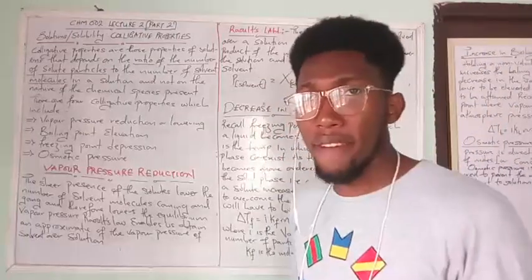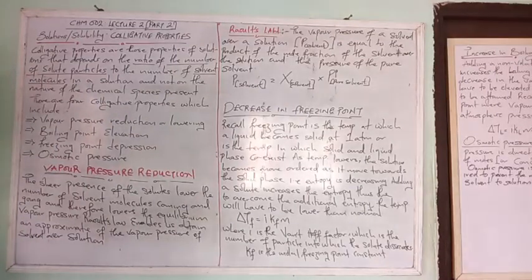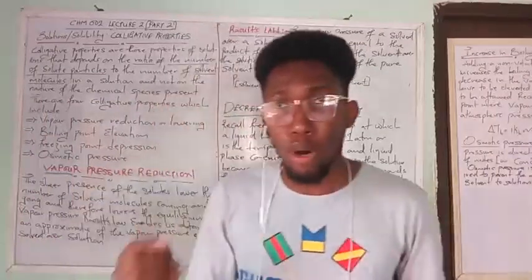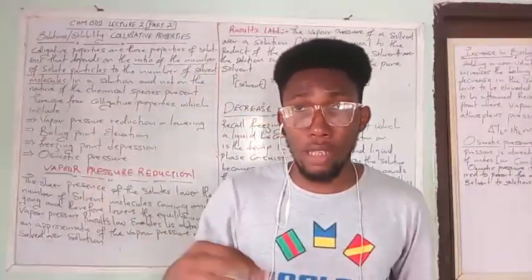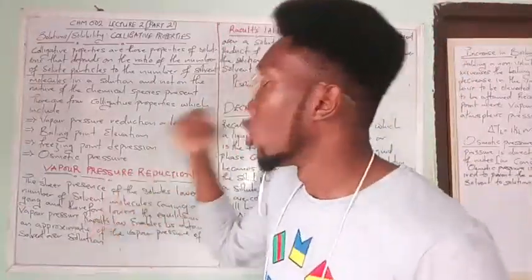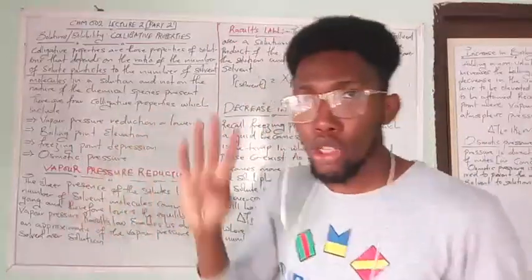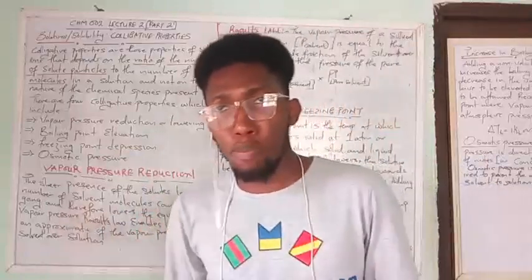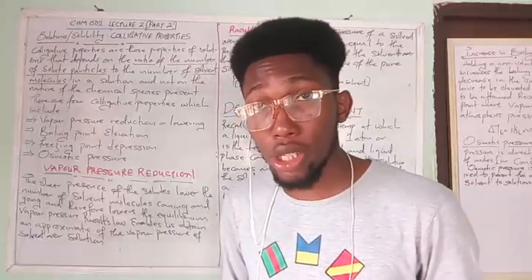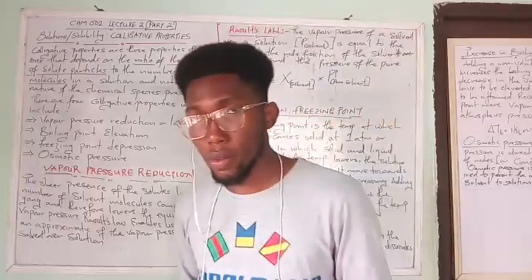Now, in general, we have 4 colligative properties. We have vapor pressure reduction, boiling point elevation, or is it increase in boiling point? Then we also have freezing point depression, and finally osmotic pressure. So those are the 4 colligative properties that we have. I will be explaining all of these in detail.